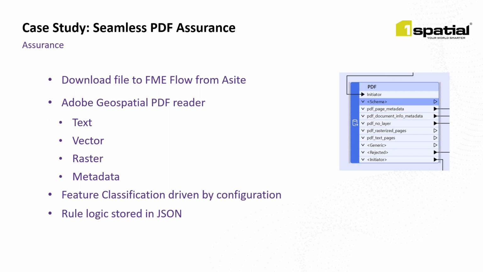We were then able to use this information to do forms of assurance, checking things like the number of pages recorded and the page sizes. But we then also took this same content and classified the features based upon predefined configuration. At the same point, we applied rules to these features, again using a predefined configuration, to allow us to understand the quality and the conformance of that file.